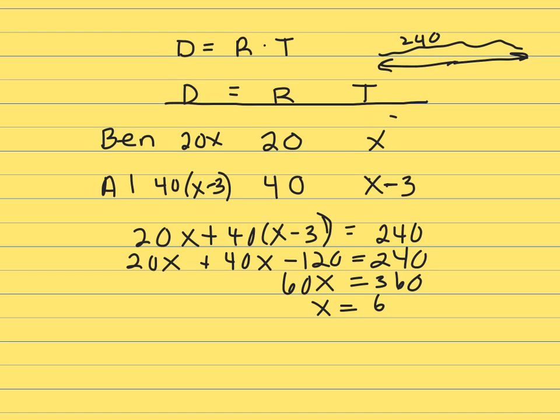So x is 6. This guy has been on the road for 6 hours, and he started out at 8 o'clock. So that's 9, 10, 11, 12, 1, 2 o'clock. And if I look at my answers, there's a 2 o'clock. The answer is B. Okay.